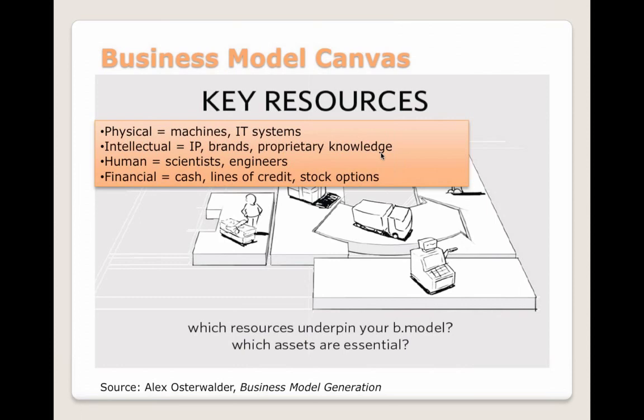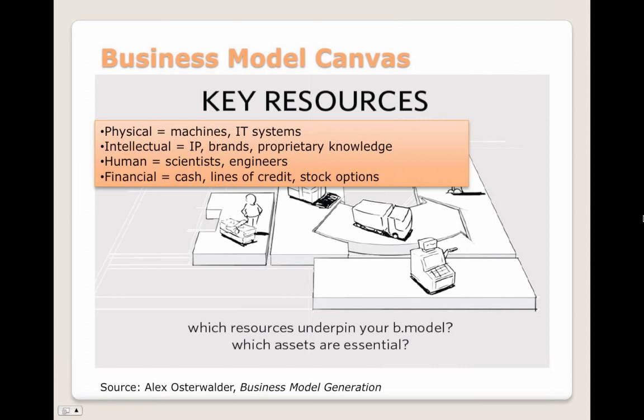Key resources are over here towards the left-hand side of the canvas, and key resources fall into four different categories. Resources are the assets that the company has that help it to actually create its product or service and to deliver it. So it could be physical resources, if they have machines, IT systems, data centers, factories that actually create their products. Could be intellectual resources, so they have intellectual property, brands, copyrights, proprietary knowledge. So information that only they have.